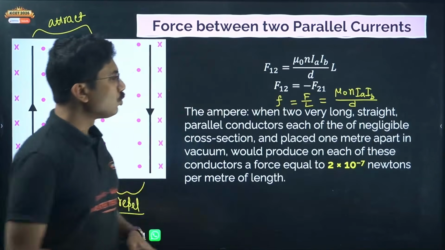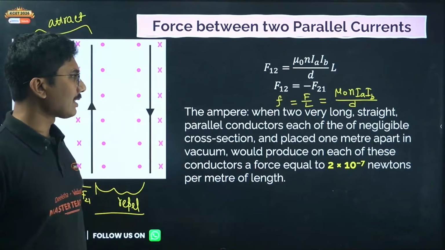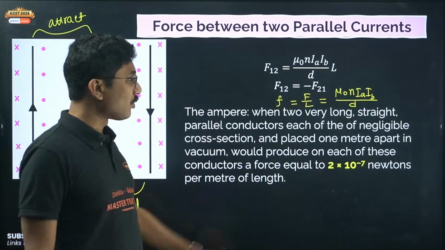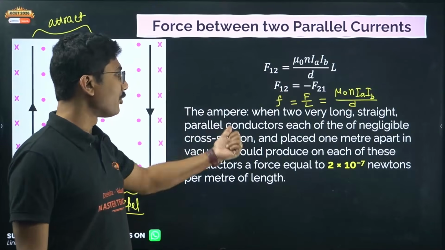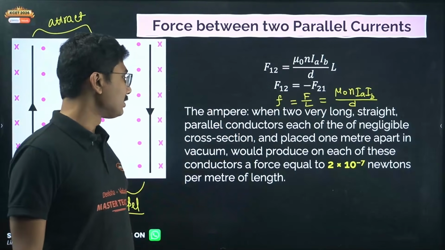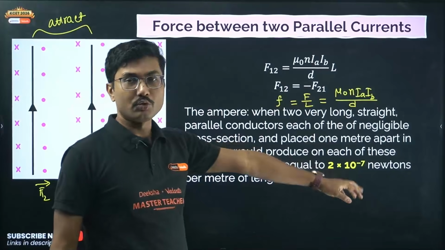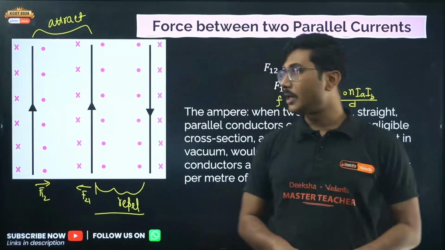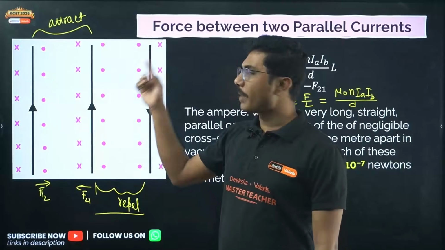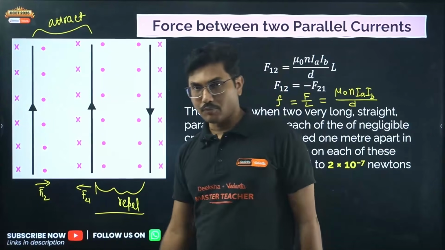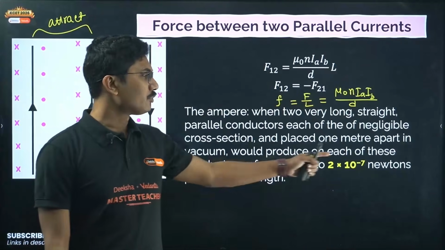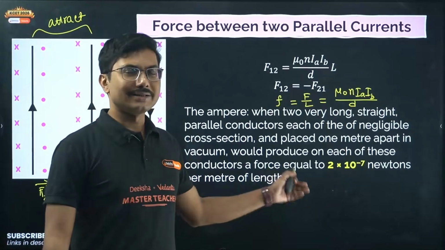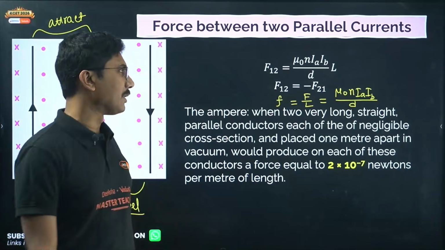Now when two very long straight parallel conductors, each of negligible cross section and placed 1 meter apart in vacuum, would produce on each of these conductors a force equal to 2 into 10 to the power minus 7 Newton per meter of length. So if 1 ampere current is being passed through two parallel wires kept at a distance of 1 meter, then the force acting between them is given by this value. Very negligible force, but still it can be measured, and this is the electrical definition of ampere.